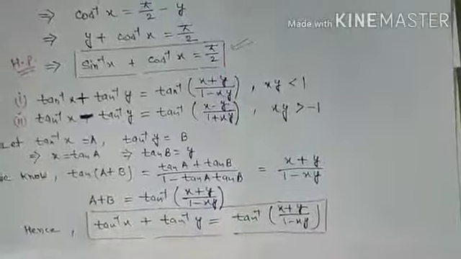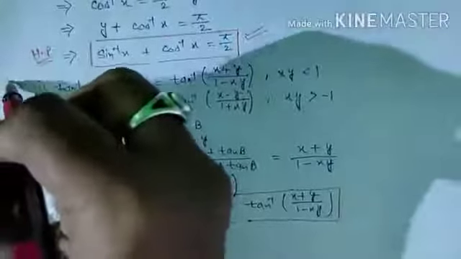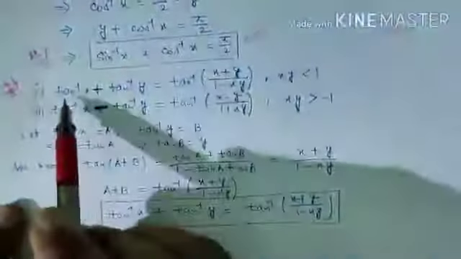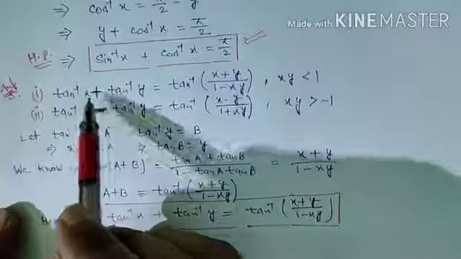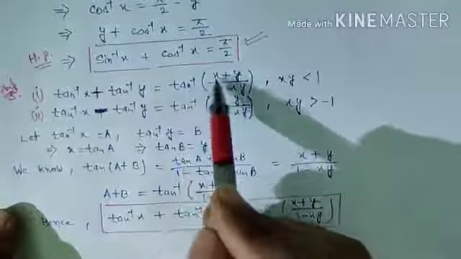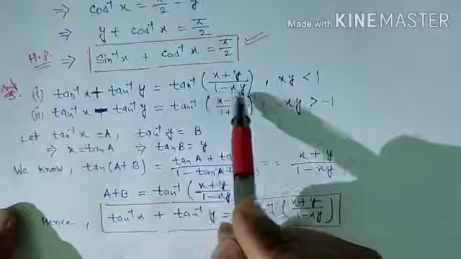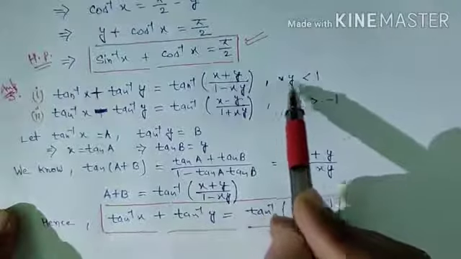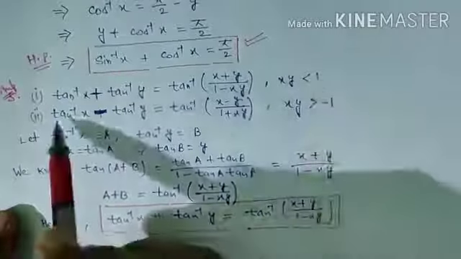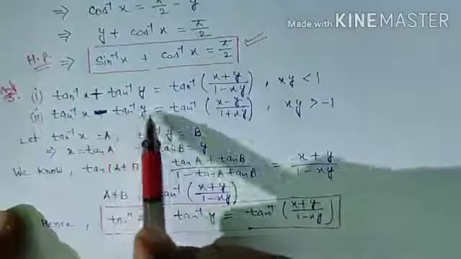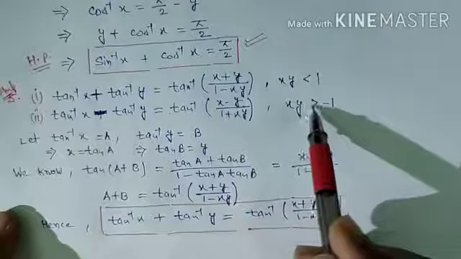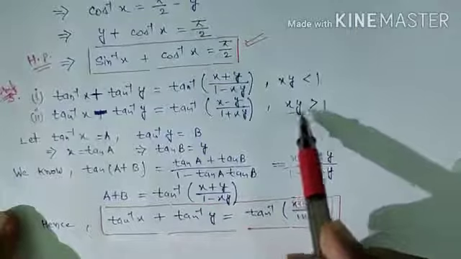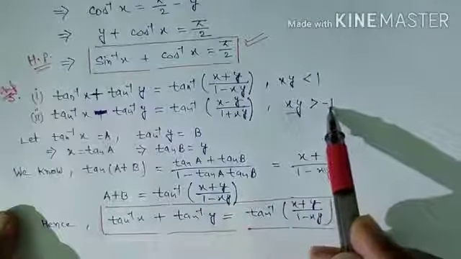Now one more very important formula which will be used in the solution of so many questions, and maximum time the board is asking questions from this. Tan inverse x plus tan inverse y equals tan inverse of (x plus y) upon (1 minus xy). Here the product of x and y should be less than 1. Tan inverse x minus tan inverse y equals tan inverse of (x minus y) upon (1 plus xy), and here when we multiply x and y, the answer must be greater than minus 1.